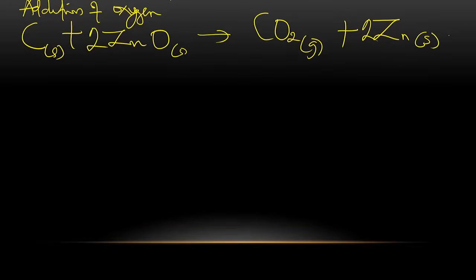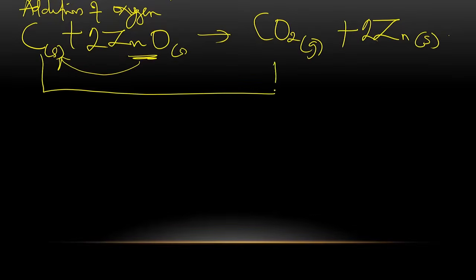Now let's look at this. Carbon here is single, right? This zinc(II) oxide has given oxygen to this one. So carbon has now turned from just carbon to carbon(IV) oxide. Oxygen has been added to it. So what has taken place? Oxidation. Carbon was single here, here oxygen was added. Then this carbon, to which oxygen was added, is the reducing agent.